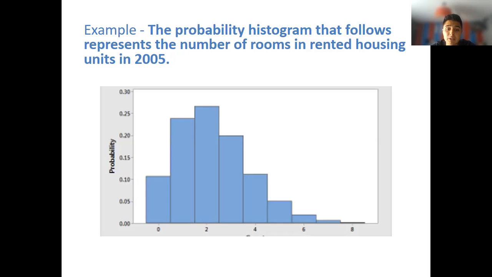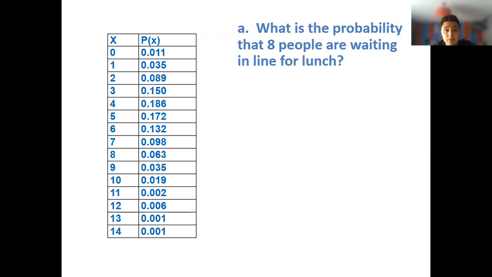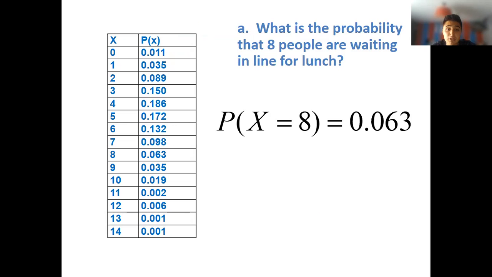And here we have a form to analyze and present the data. The other form is with a table where x is the number of trials and P(x) is the probability of these trials. And this will help us to find very quickly the probability that we want to know, as in the example where we need to find the probability that 8 people are waiting in the line at lunch.